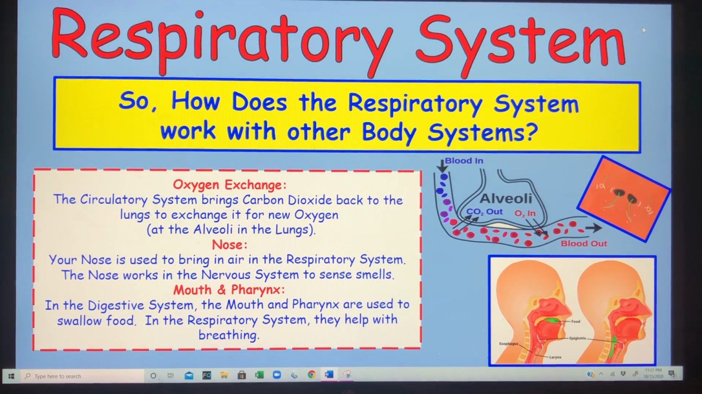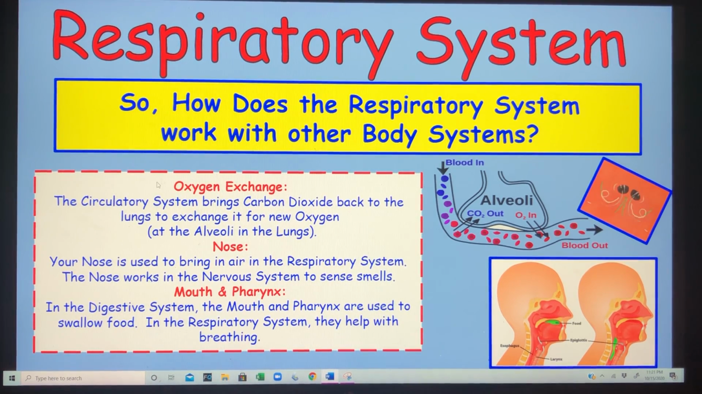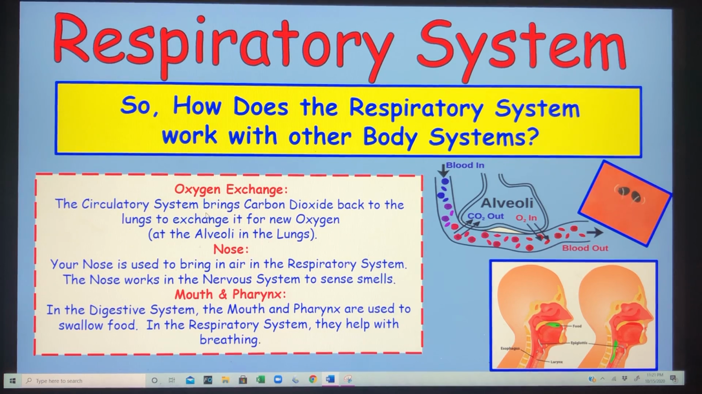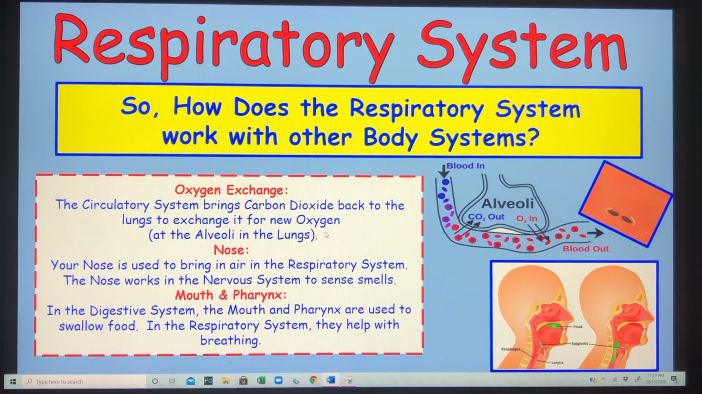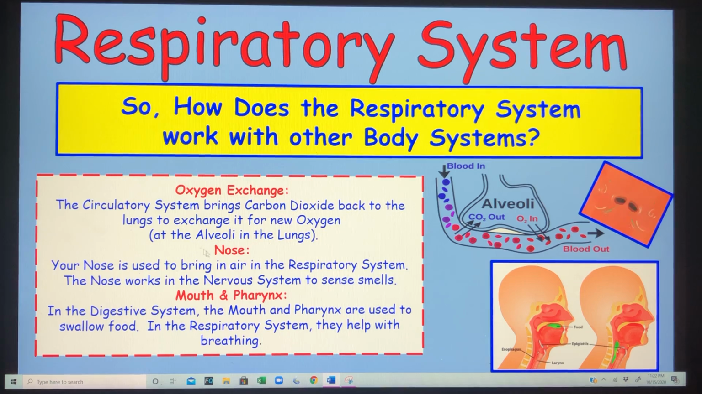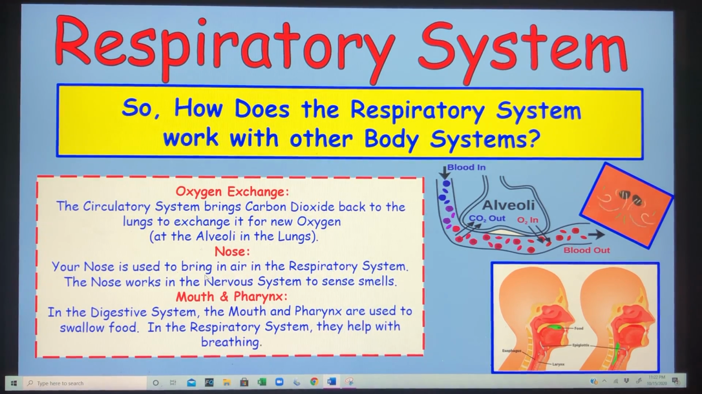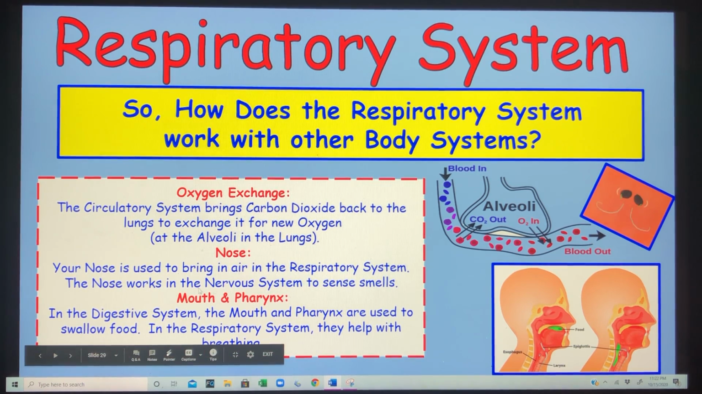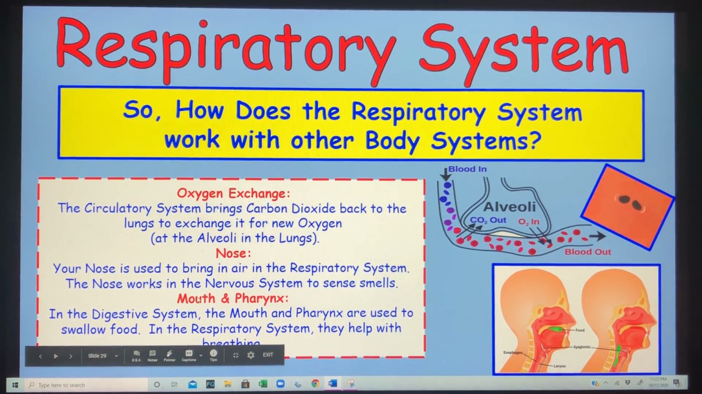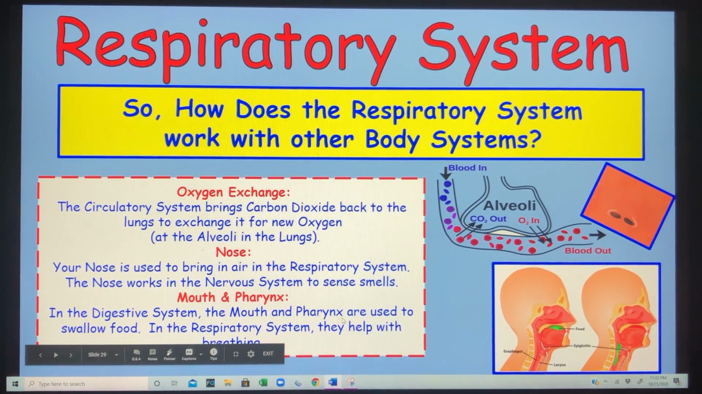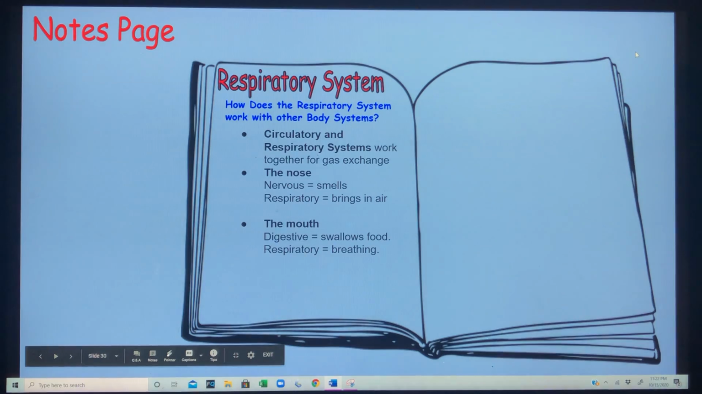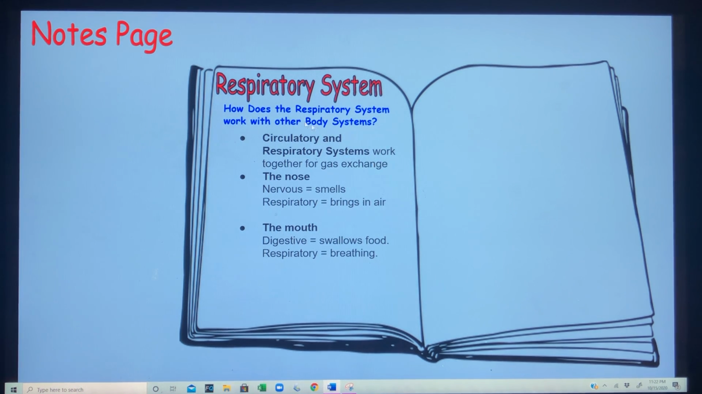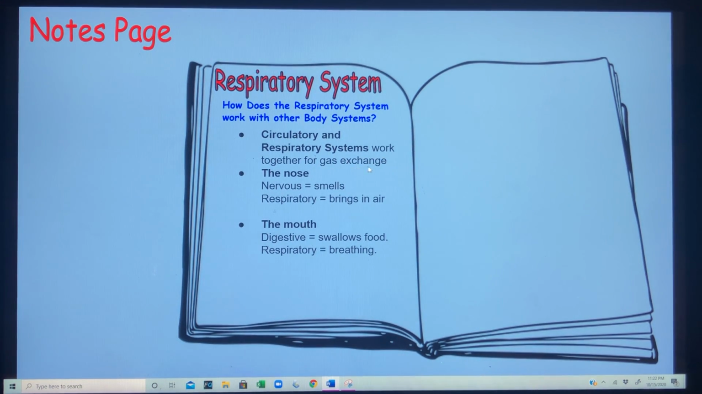So now, how does the respiratory system work with the other body systems? Well, with oxygen exchange, the circulatory system brings carbon dioxide back to the lungs to exchange it for new oxygen. This is at the alveoli, those tiny air sacs that we talked about that are in the lungs. Your nose is used to bring in air in the respiratory system, and the nose works in the nervous system to sense smells. In the digestive system, the mouth and pharynx are used to swallow food. In the respiratory system, the mouth and pharynx help with breathing.